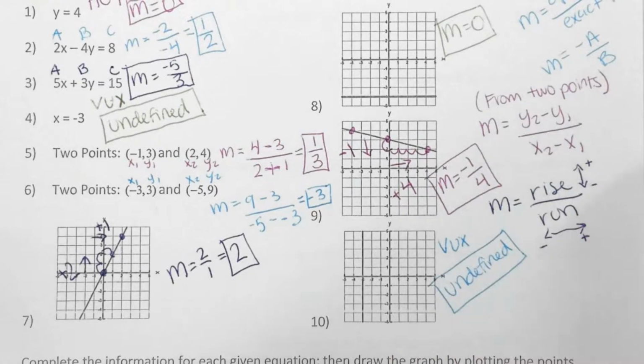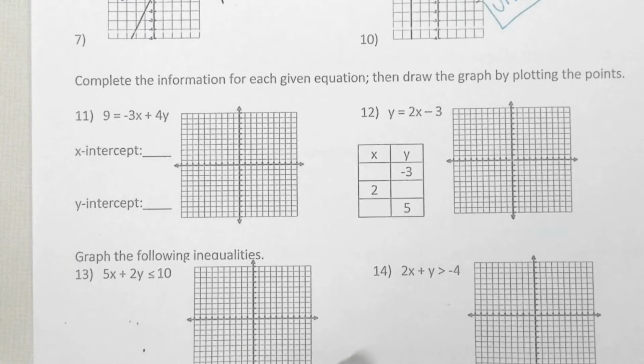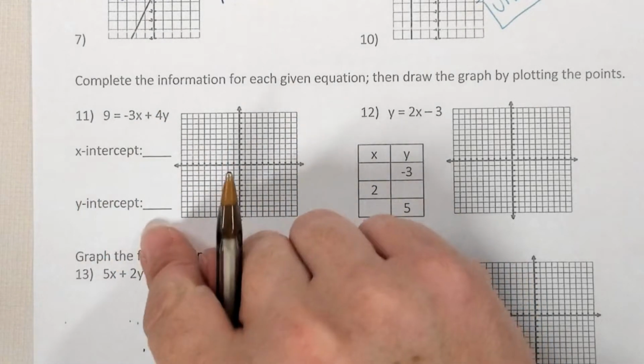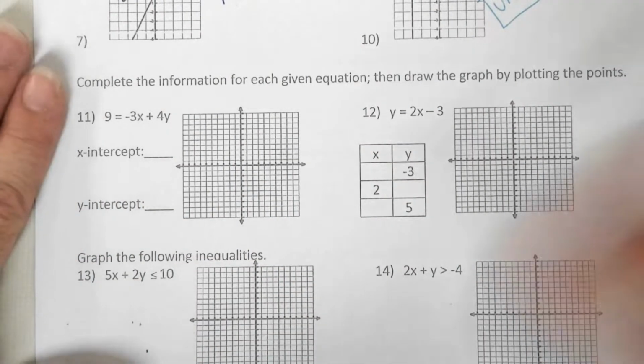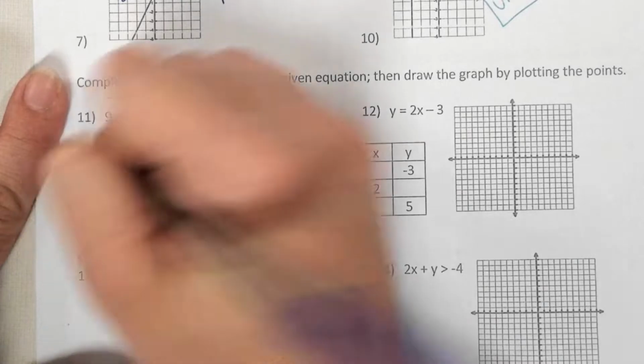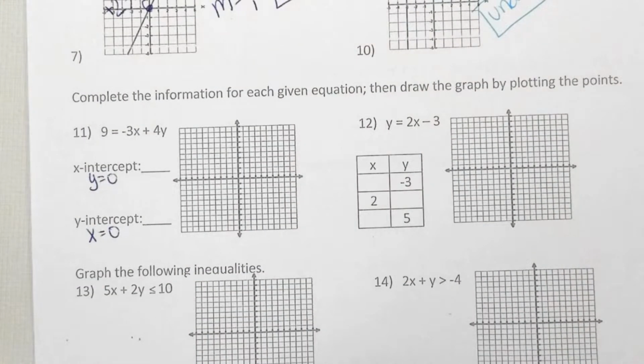Okay, so let's look at the next part. It says complete the information for each given equation, then draw the graph by plotting the points. So this one wants to know my x-intercept and my y-intercept. One thing to remember is that your x-intercept is where y equals 0, and your y-intercept is where x equals 0. I know there's not a ton of space, but you can squeeze it in somewhere.